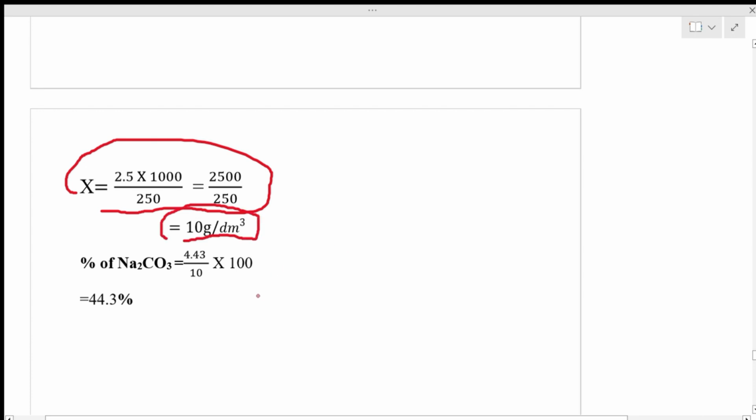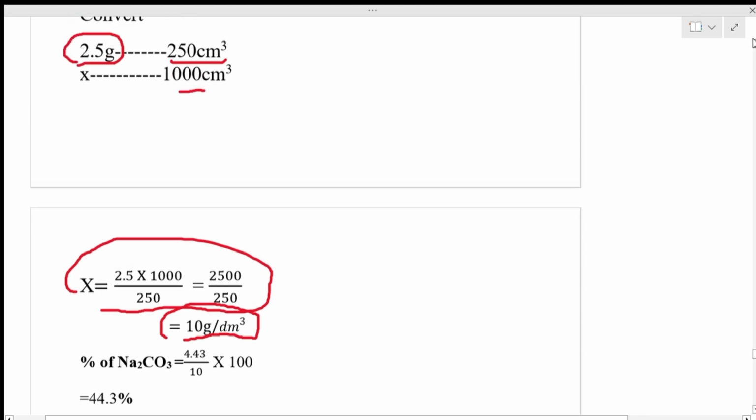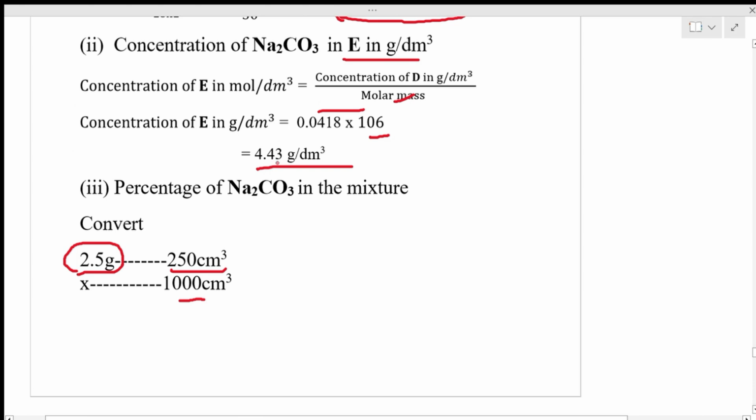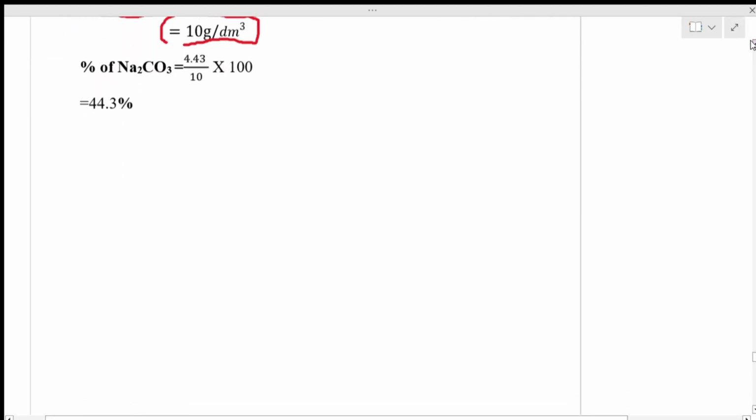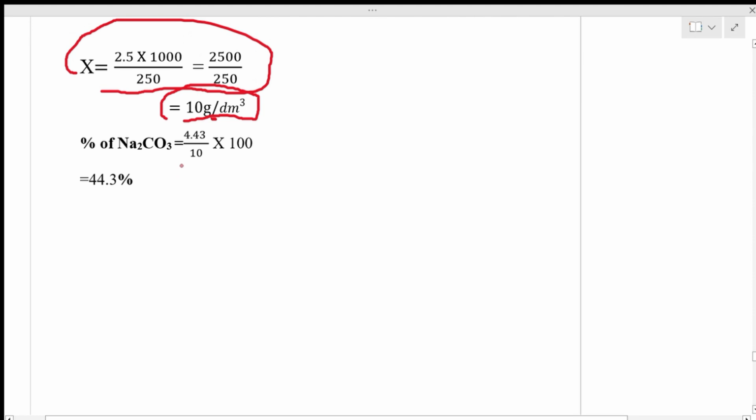Now, how would I calculate the percentage of Na2CO3? Remember, the value of Na2CO3 in gram per DMQ now is this. Can you see it? Can you see, guys? 4.43 gram per DMQ. All right, I'll just extract that one all over the total. The total is 10. Can you see it there? So I'll just extract it: 4.43 times 100 divided by 10. So my final answer becomes 44.3%.